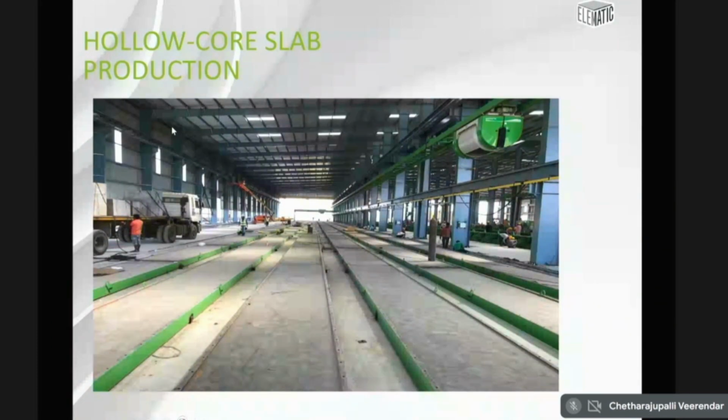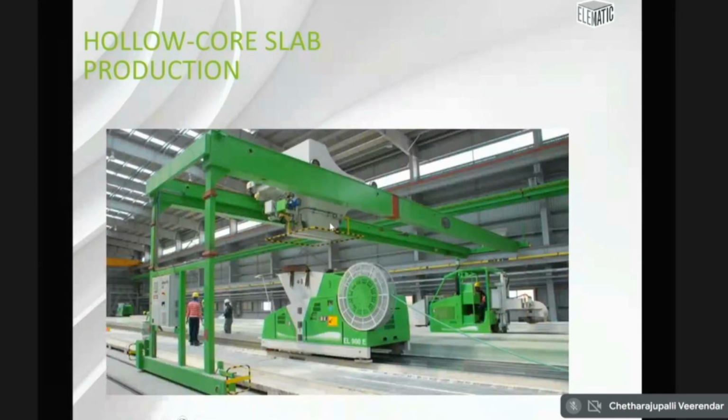This is your hollow core slab production hall. This is the shuttle which I was talking about, bringing concrete from the batching plant. And then you can see at the far end, there is a distribution system, which is actually doing the concreting to the bed. You can see here the distributor. The distributor is just above the extrusion machine.